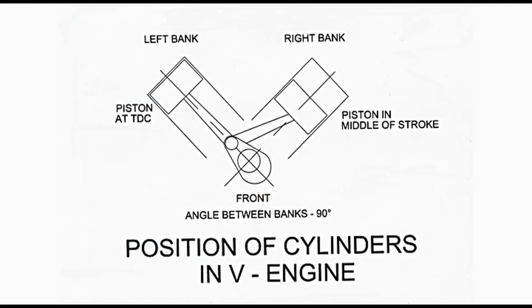Here, connecting rods have a displacement of 90 degrees. Referring to the diagram, you find cylinders inclined at 90 degrees. On the left hand side, it has the left bank and on the right hand side, it has the right bank as mentioned. The piston in the cylinder on the left bank is at TDC. Correspondingly, the piston will be in the middle of the stroke in the facing cylinder on the right hand side, that is on the right bank. Pistons in the other two pairs behind it will also be in similar positions.